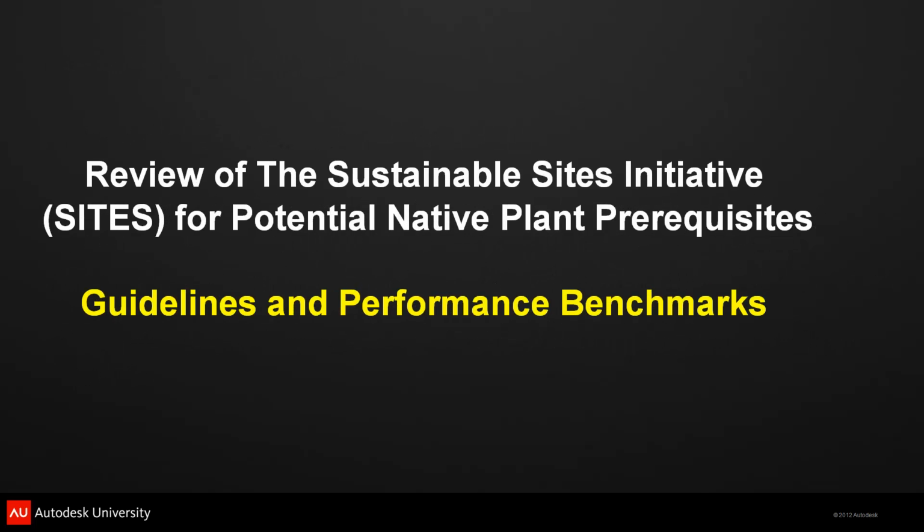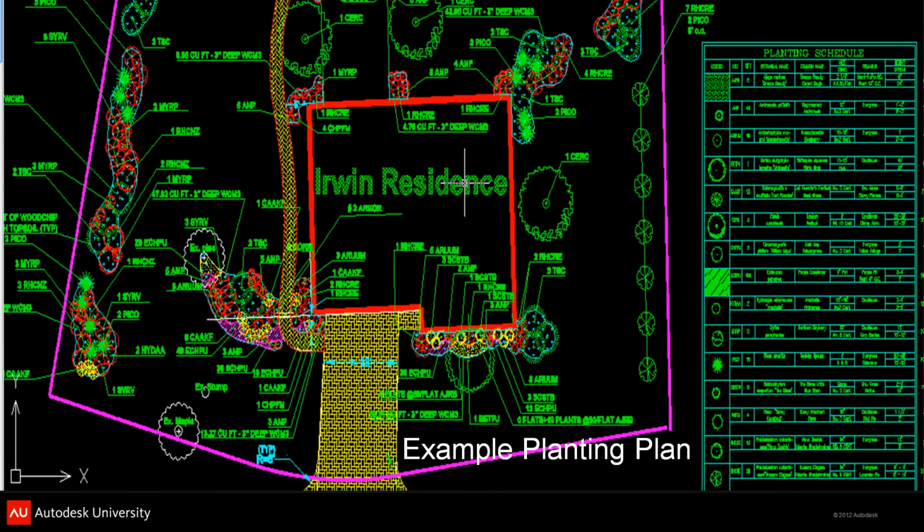The title of this module is Review of the Sustainable Sites Initiative for Potential Native Plant Prerequisites. Class handouts and downloads of this module are available from the AU website. In the accompanying videos, I will take you through an actual landscape design similar to the example that we will begin with: data gathering, assembling a plant palette, and preparing a construction cost estimate using trees, shrubs, grasses, perennials, and ground covers with native and water-wise plants.